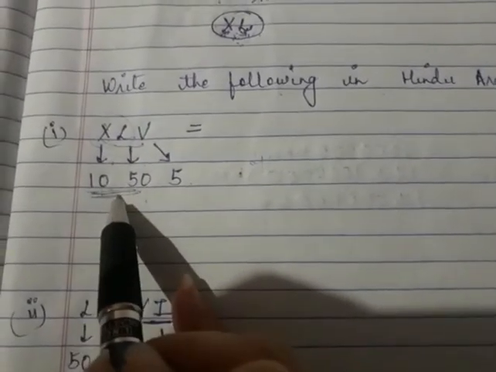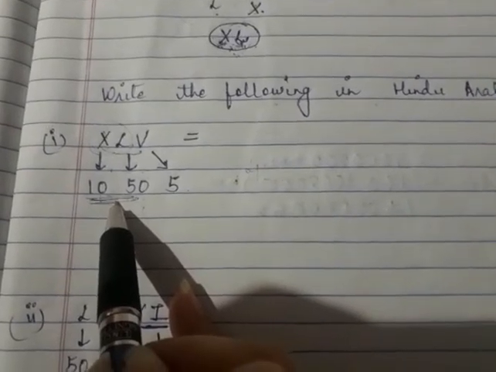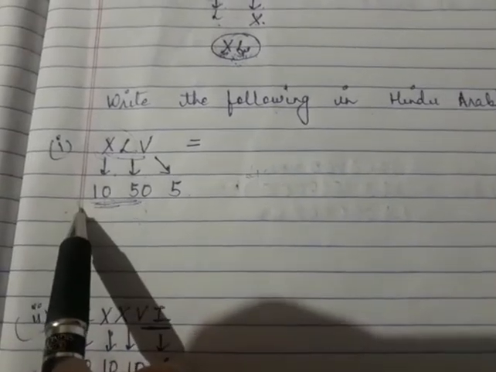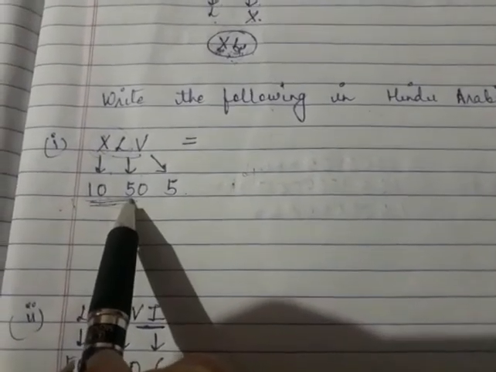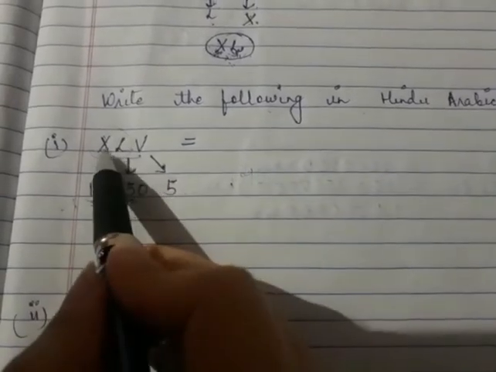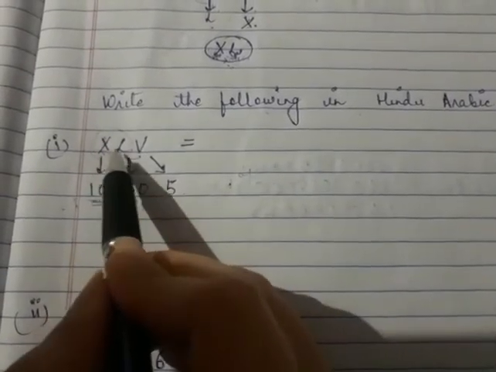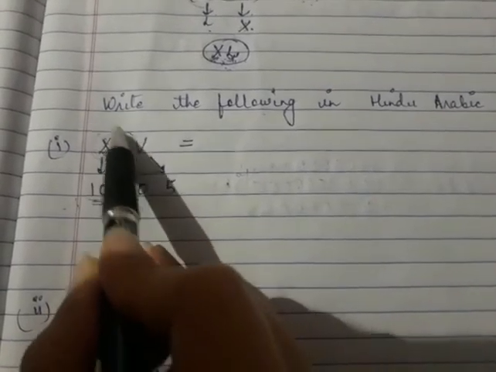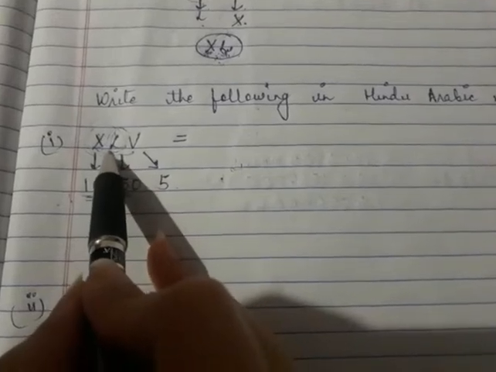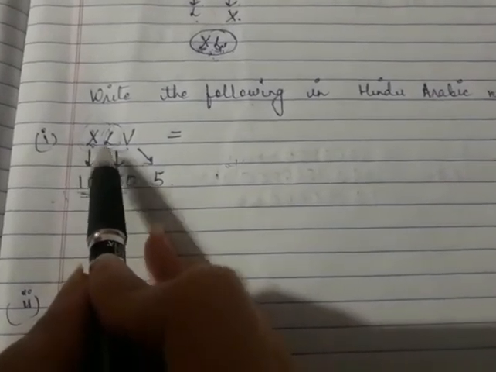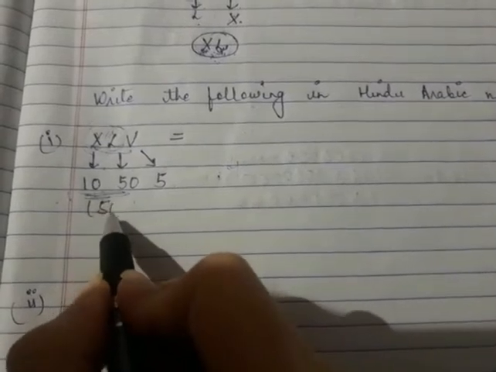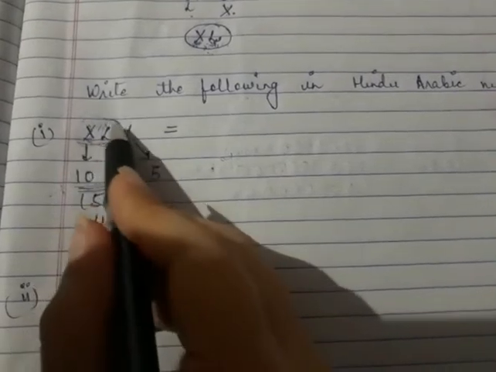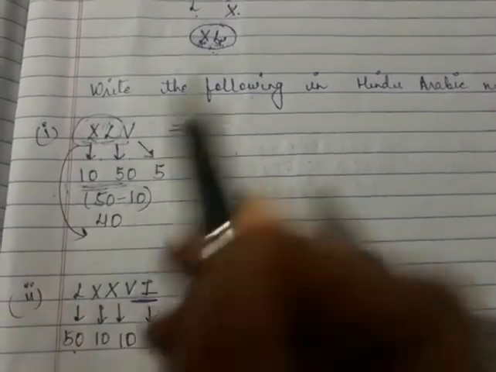You remember one rule that says that when a symbol of smaller value is written to the left of a symbol of larger value, the smaller value is subtracted from the larger value. This symbol is of smaller value and this symbol is of larger value, and this symbol of smaller value is written to the left of the symbol of larger value. So the smaller value will get subtracted from the larger value, that is 50 minus 10, which is 40. So XL here represents 40.